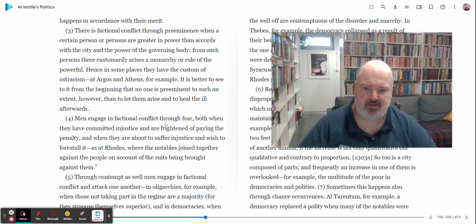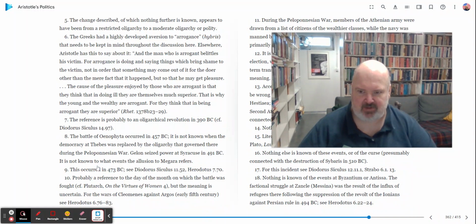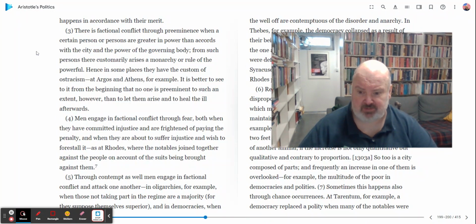men engage in factional conflict, stasis, through fear, both when they have committed injustice and are frightened of paying the penalty, and when they're about to suffer injustice and wish to forestall it. And the example he gives is Rhodes, right? He says, when the notables join together against the people on account of the suits being brought against them. This is a reference to the oligarchical revolution that happened in Rhodes.